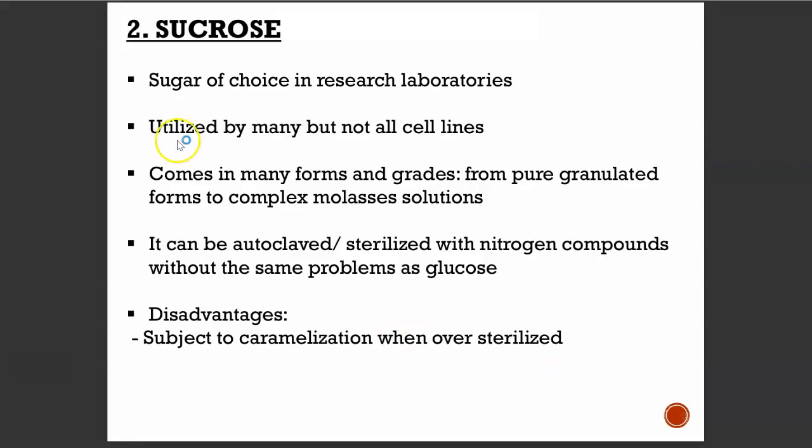The second type of energy source is sucrose. It is the sugar of choice in research laboratories, utilized by many but not all cell lines, and comes in different forms and grades. It can be autoclaved, that's why it is favorable in research labs, or sterilized with nitrogen compounds without the same problem as glucose. However, the disadvantage is it is subject to caramelization when over sterilized.